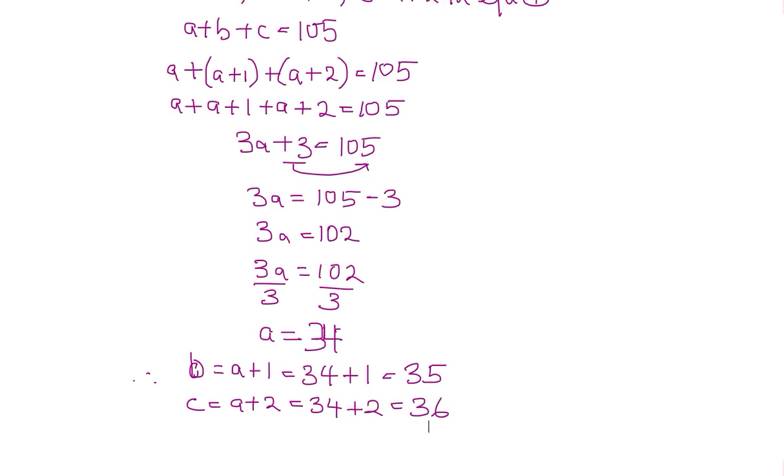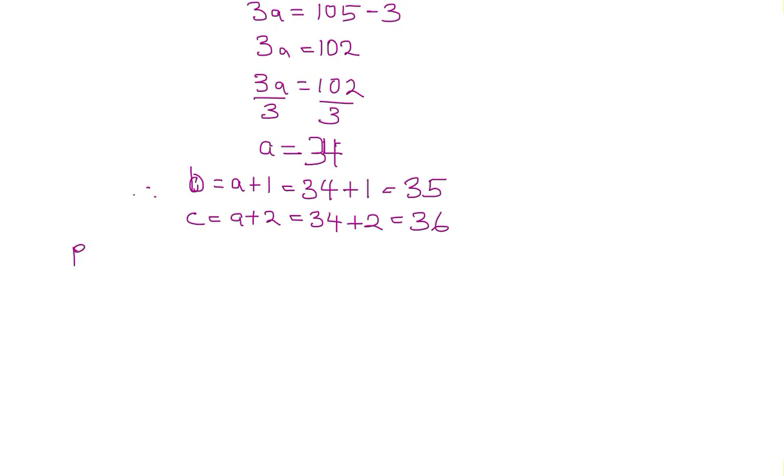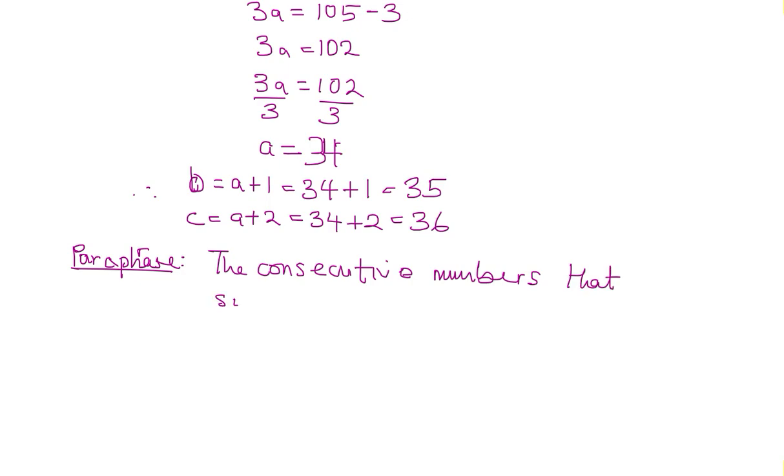So if you paraphrase the solution, what we have is the consecutive numbers that sum up to be 105 are 34, 35, and 36. So that is about it for this particular question.